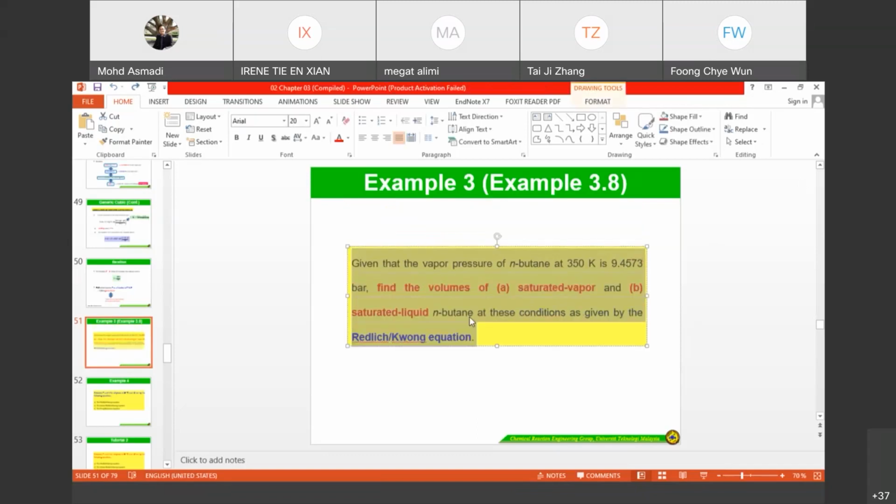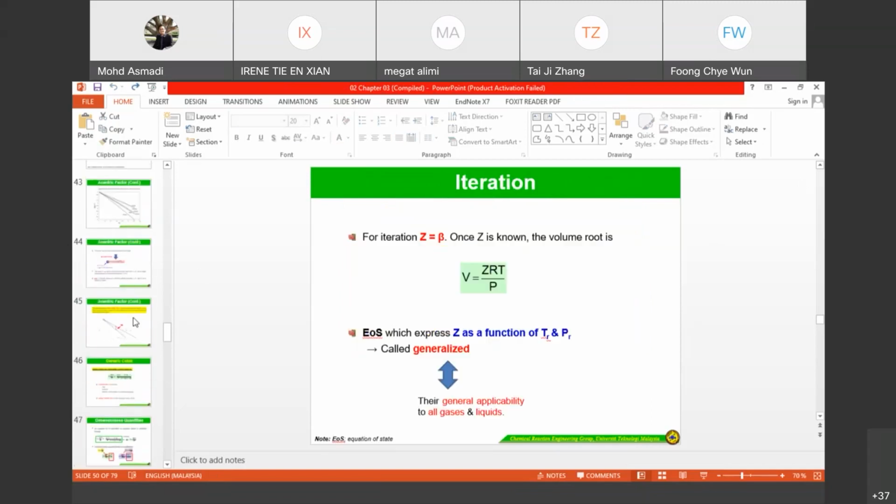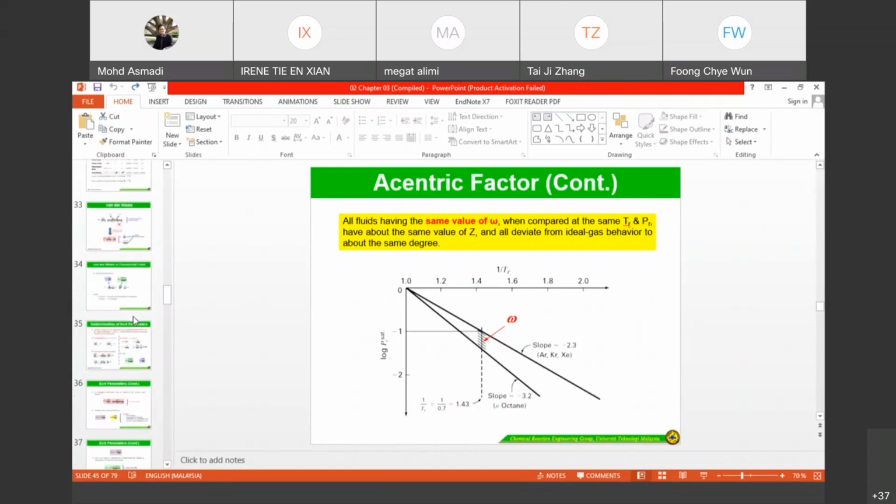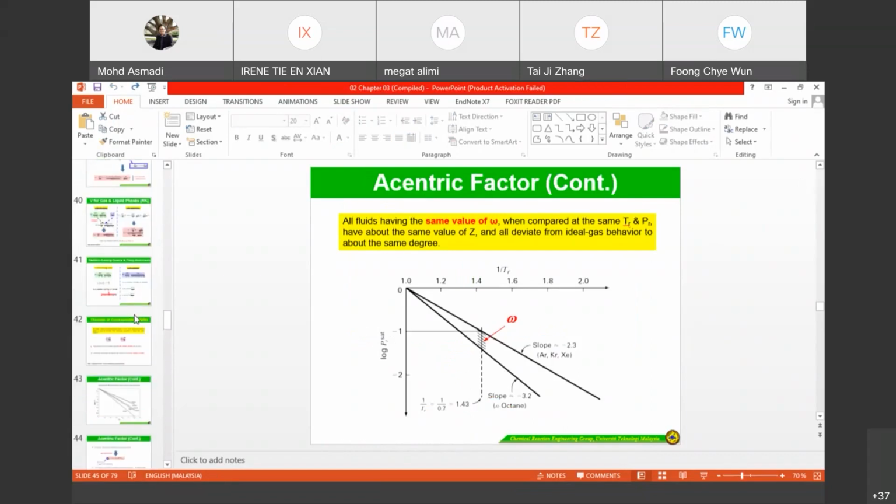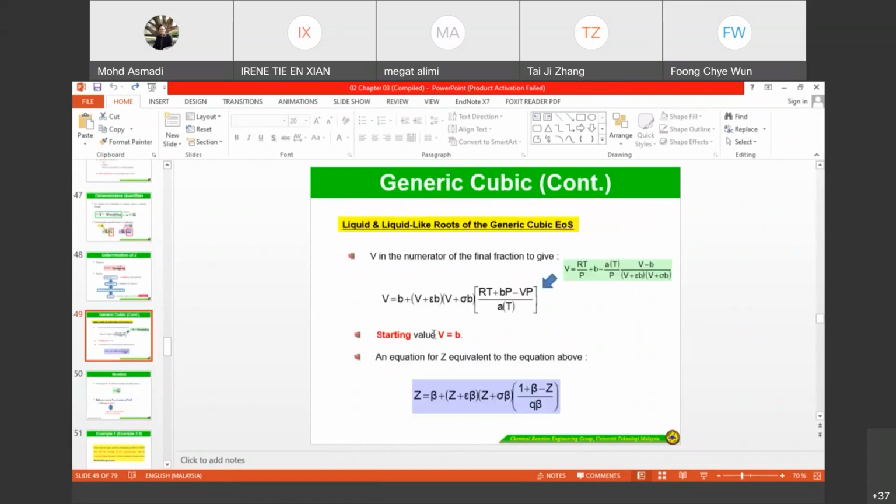So for the saturated liquid, you can solve it just by changing the equation to this one. Where's the liquid? This one. Just change the equation with this one, the liquid. If you look here, this is a liquid equation. The steps are similar: you do the iteration and then you substitute the value of beta. But for this one, Z naught is equal to beta, not equal to 1. You have to remember, Z equals beta. Do you understand?